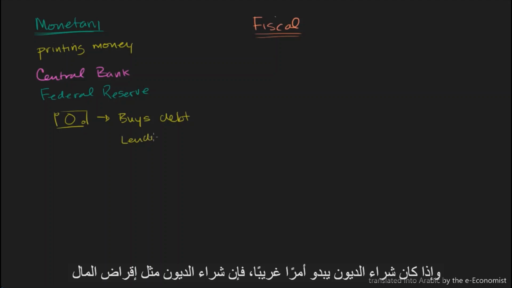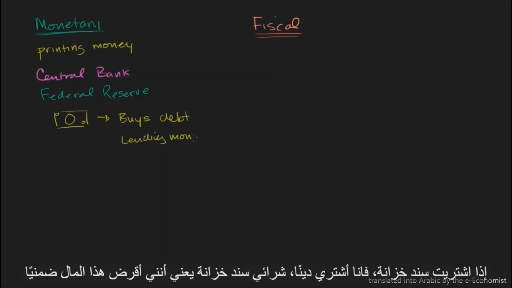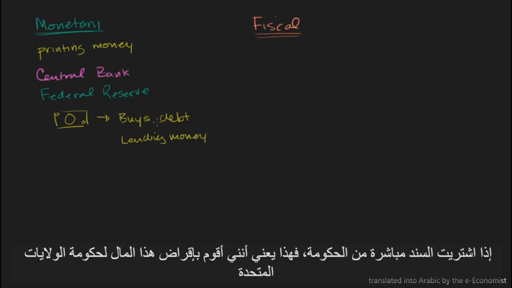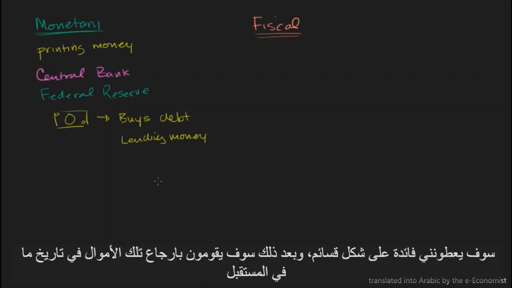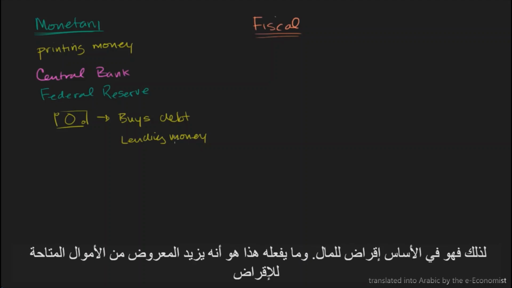If buying debt seems like a weird thing to say, buying debt is the same thing as lending money. If I buy a treasury bond, I'm implicitly lending that money. If I buy the bond directly from the government, that means I'm lending that money to the U.S. government. If I directly buy a bond from a U.S. corporation, I'm essentially lending that money to the corporation. They're going to give me interest payments in the form of coupons, and then they're going to pay back that money at some future date. So this is essentially lending money, and what this does is increase the supply of money that's out there to be lent.